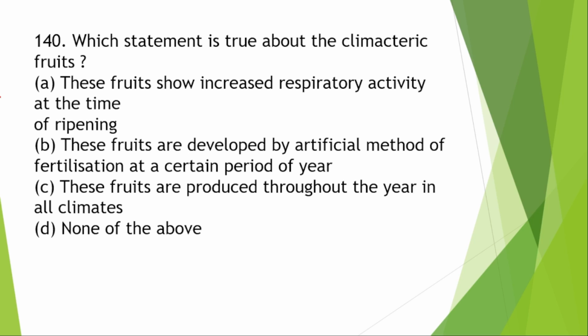Next, 140. Which statement is true about climacteric fruit? Option A. These fruits show increased respiratory activity at the time of ripening. B. These fruits are developed by artificial methods of fertilization at a certain period of year. C. These fruits are produced throughout the year in all climates. D. None of the above. Here the right option is option A. Climacteric fruits such as banana, apples and tomatoes are characterized by a sharp rise in their respiratory rate and burst of ethylene production.